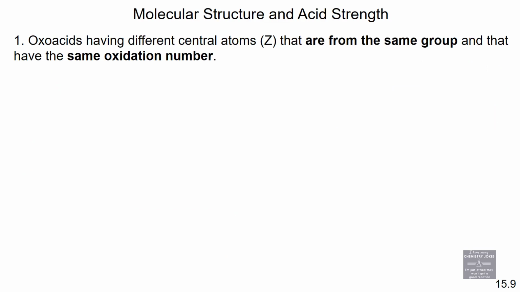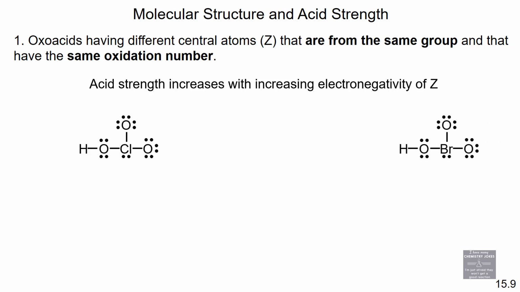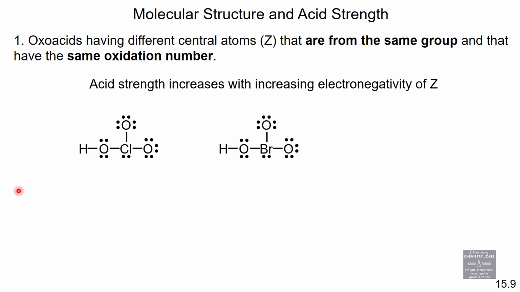So, oxoacids that have different central atoms, like carbon versus sulfur in our last example, that are from the same group, not like carbon and sulfur, and have the same oxidation number. Okay, let me explain. Chlorine and bromine are in the same group on the periodic table. They're both group 7 elements. When they have 3 oxygens on them versus 3 oxygens on them, that means it has the same oxidation number when they have the same number of oxygens connected.